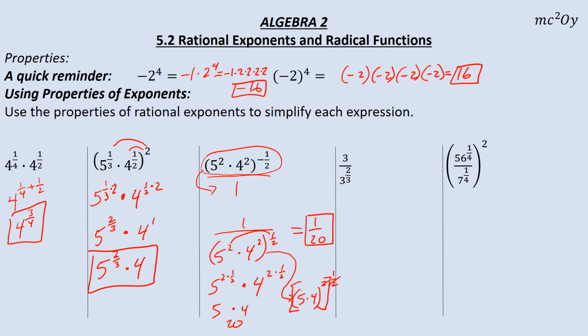Okay, so this one here, I have 3 over 3 to the 2/3. And so really this is like having 3 to the first over 3 to the 2/3. So same base of 3. So I'm doing 3 to the 1 minus 2/3, or 3 to the 1/3.